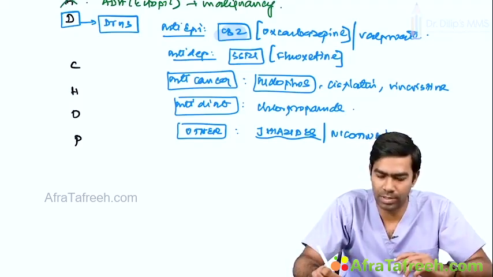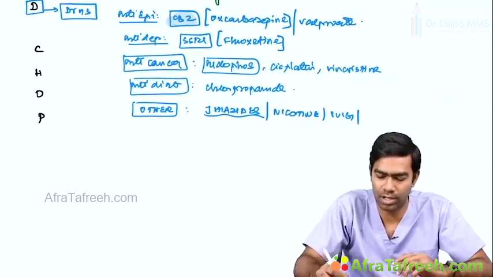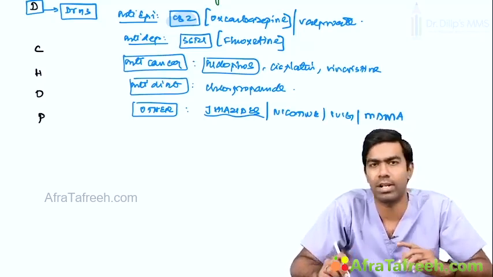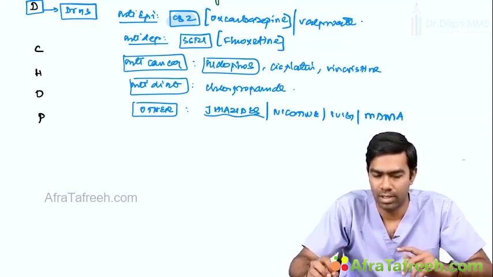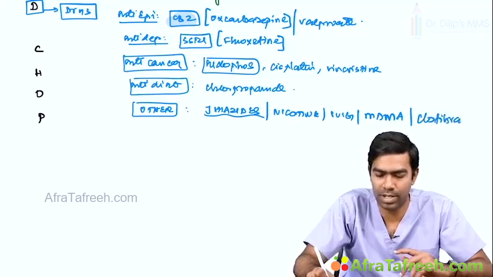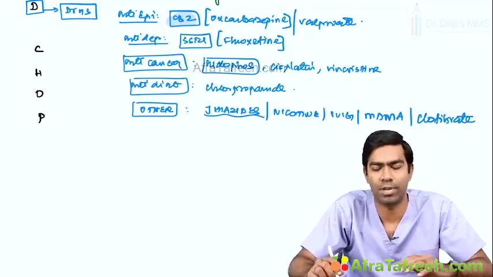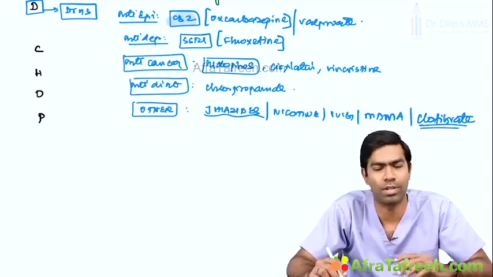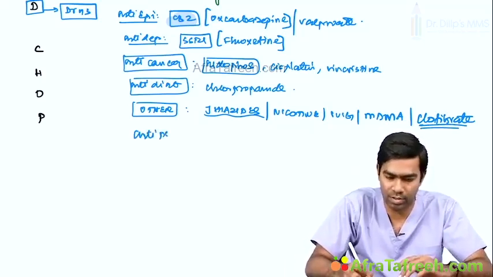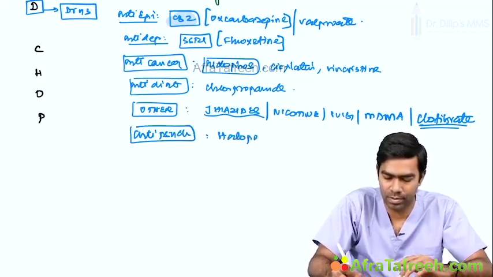You can get it with IVIG, intravenous immunoglobulin. You can get it with a drug called MDMA, otherwise referred to as ecstasy. It's a rave drug, a party drug. And you can get it with clofibrate. This is a fibric acid derivative for hypertriglyceridemia, not used anymore. So these are some of the other drugs that can produce it. And you can get it with some antipsychotic drugs also, like haloperidol and fluphenazine.